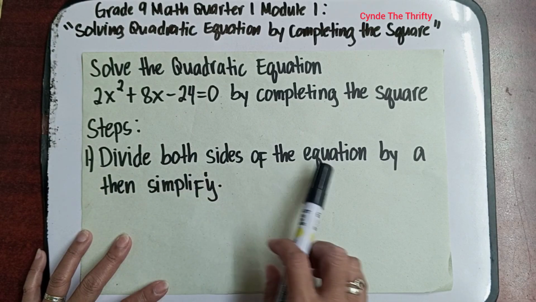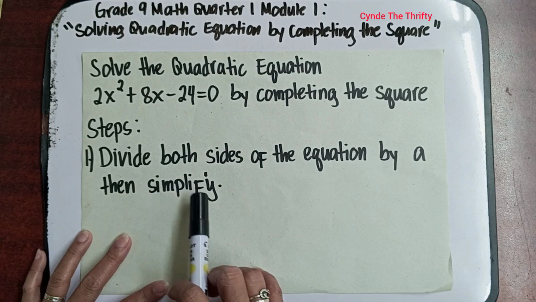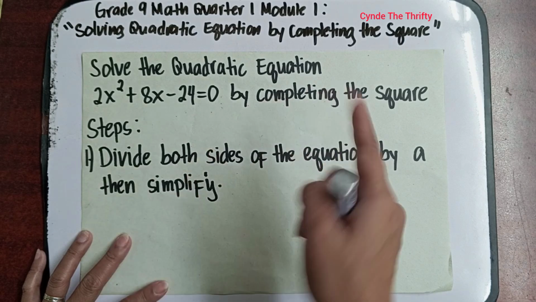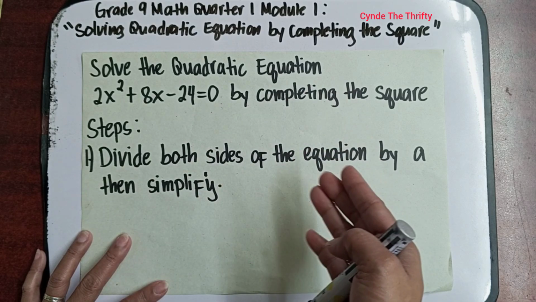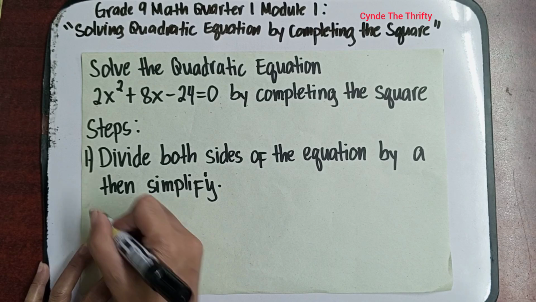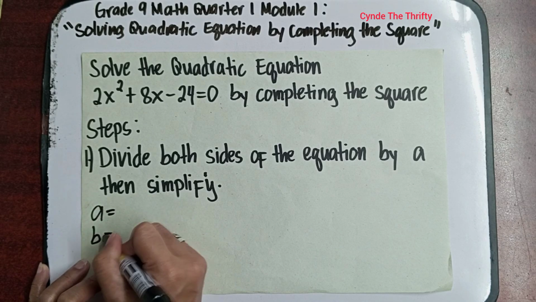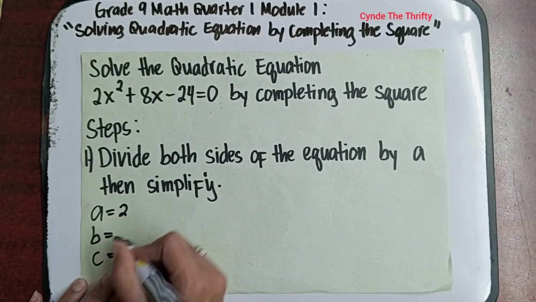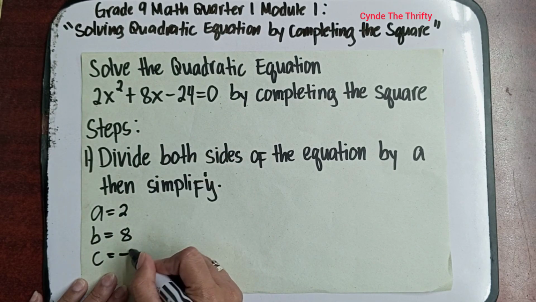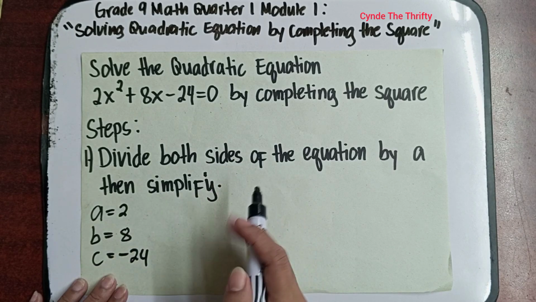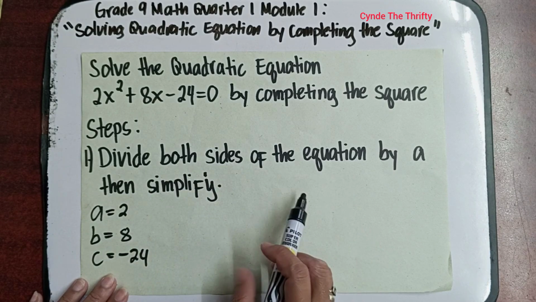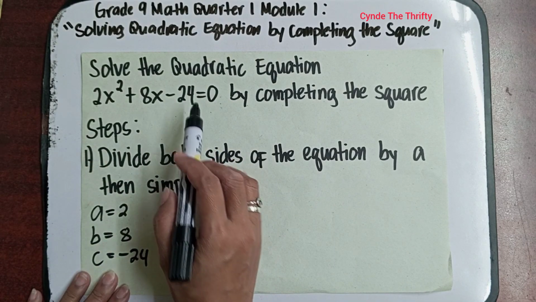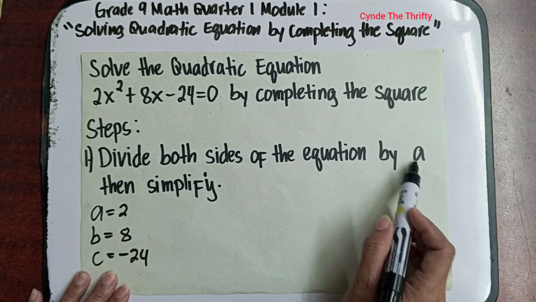Divide both sides of the equation by a, then simplify. Okay, so kailangan nating i-identify kung saan ang a, b, at c natin para alam natin kung ano yung i-divide natin sa ating equation. Ang value ng ating a is 2, si b natin is 8, at si c is negative 24. Now, kapag na-identify na natin, i-divide natin both sides of the equation. Pagkatapos, i-simplify natin. Okay, so lahat ng term natin dito is i-divide natin by 2, kasi 2 ang value ng ating a.